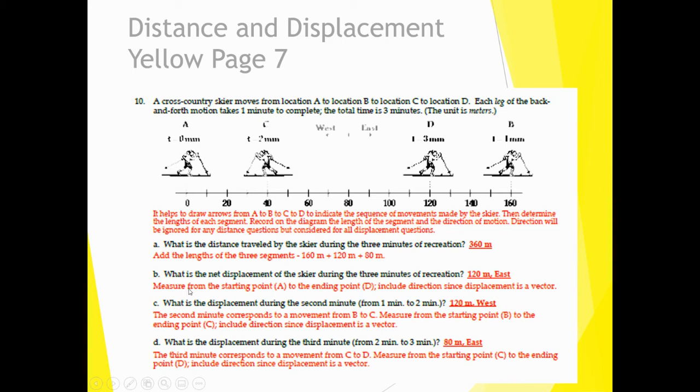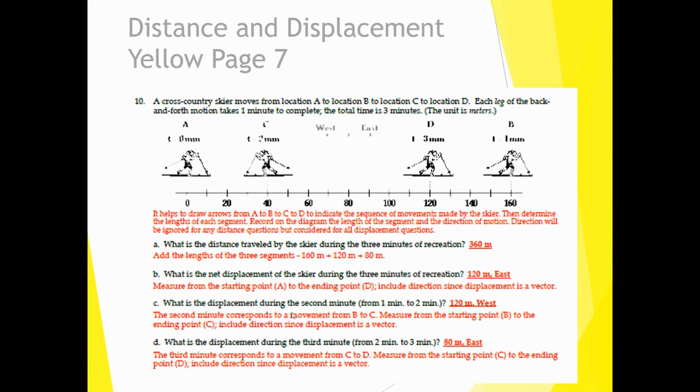Letter B, what is the net displacement of the skier during the 3 minutes of the recreation? Well, they start at position A, which is at 0, and they end at position D, which is at 120. So we care about the fact he has moved east of where he started, and so it is 120 meters east.